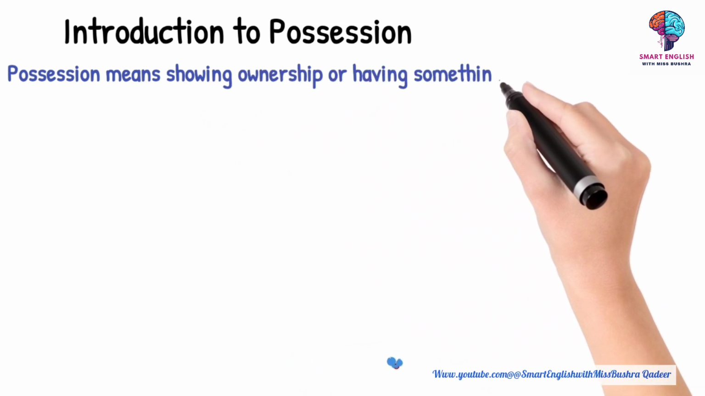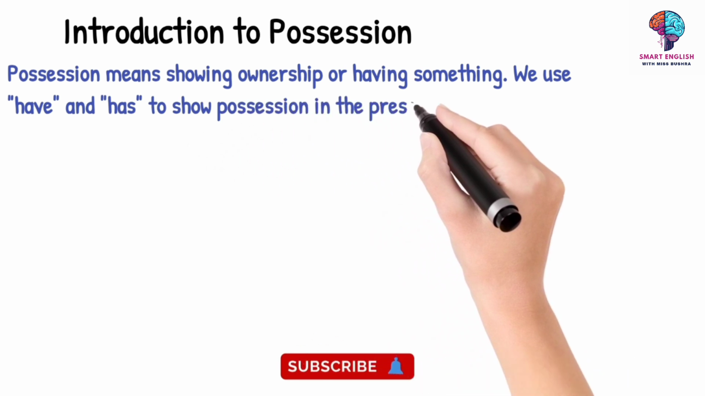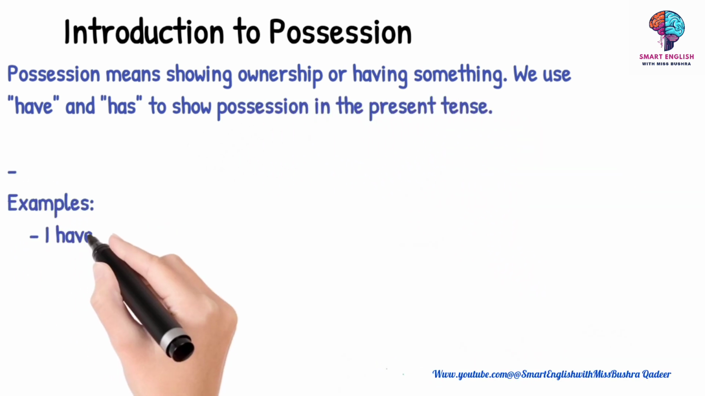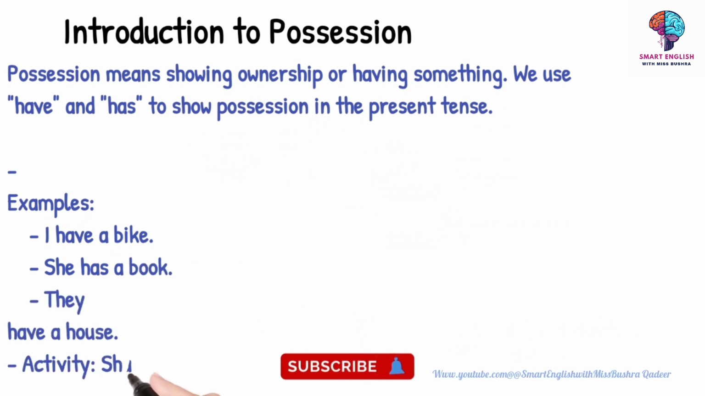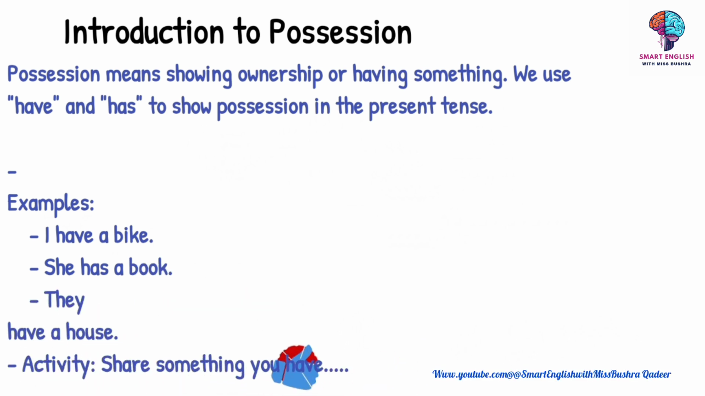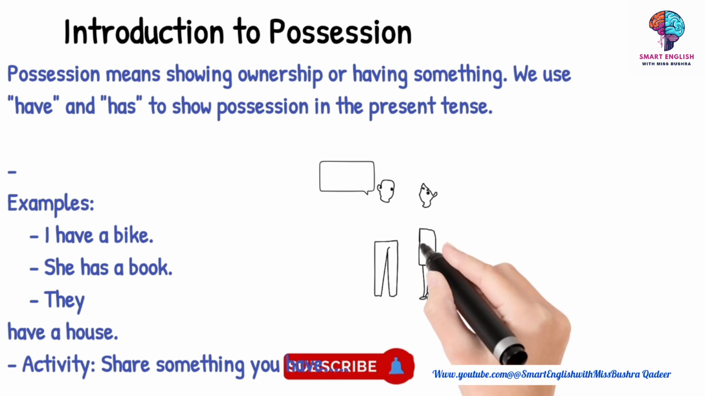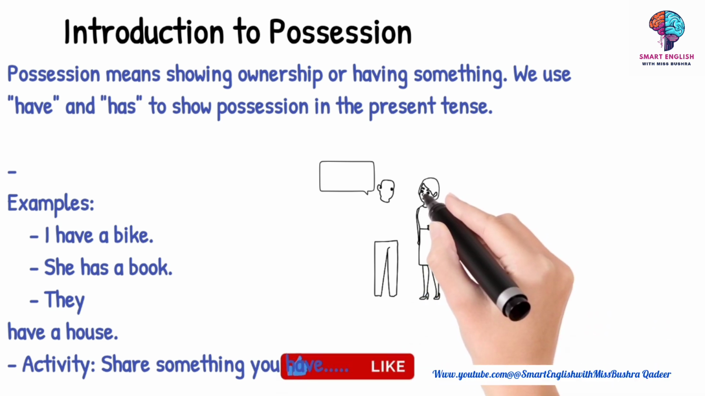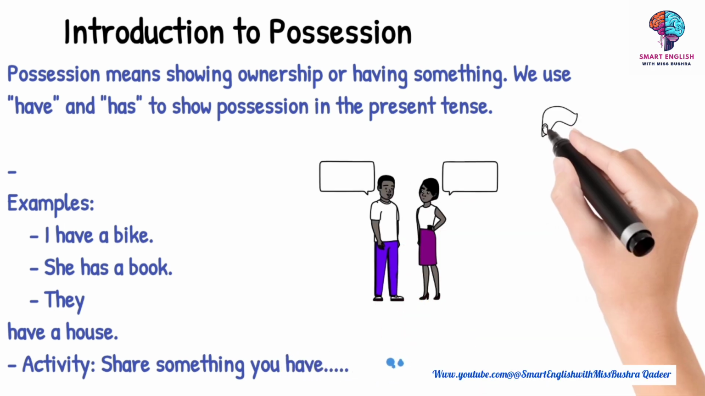So, students, after a lot of demand for a reinforcement session on the perfect tense, why not? Let's bring the perfect helping verb into possession. Introduction to possession. Possession means showing ownership or having something. We use have and has to show possession in the present tense. Yes, you have heard it right. We use the perfect helping verb in the possession present simple, or you can say present tense.